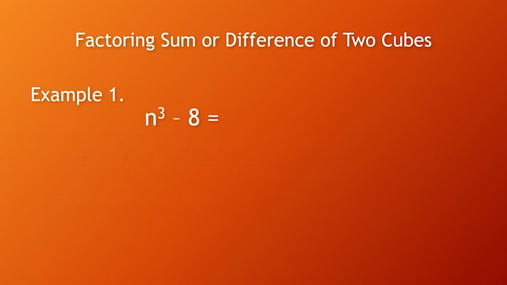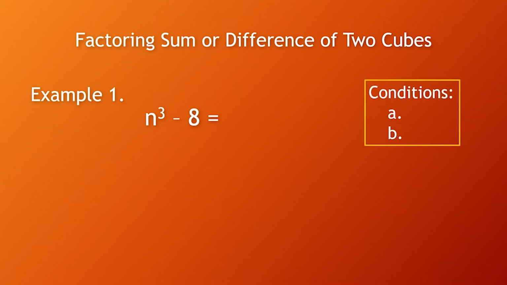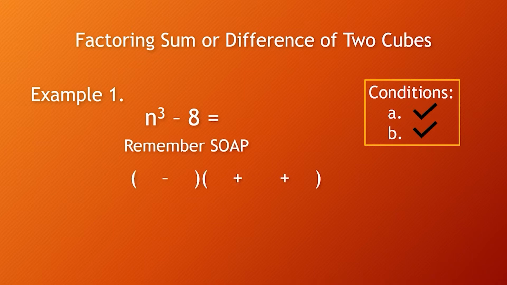Let's try this example. Example number 1, n cubed minus 8. Let's check if it meets the conditions. So first, it is a binomial. Check. n has an exponent of 3 and 8 is a perfect cube. Check. So remember SOAP. S stands for same sign, O stands for opposite sign, and AP stands for always positive.